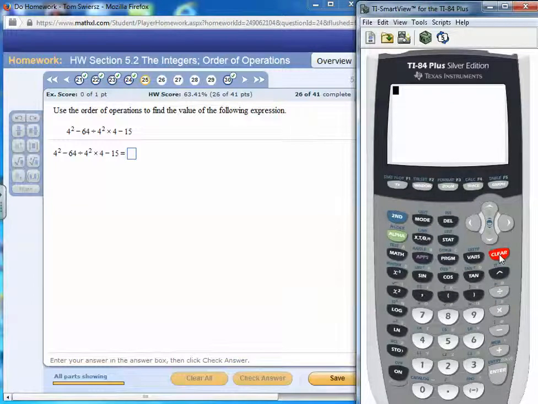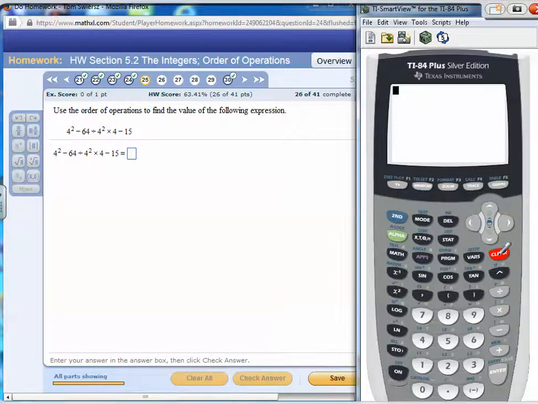In this session, we're going to start work on some homework problems from section 5.2. We're going to start with number 25. We're supposed to evaluate the following expression: 4 squared minus 64, divided by 16 times 4 minus 15.